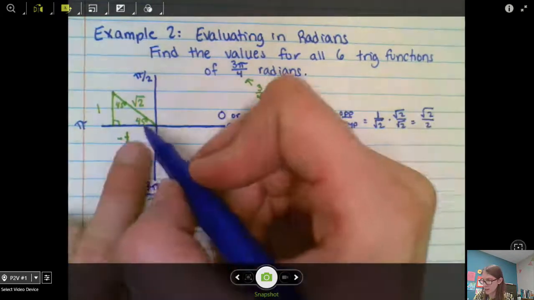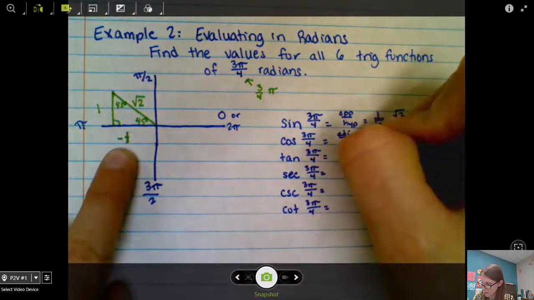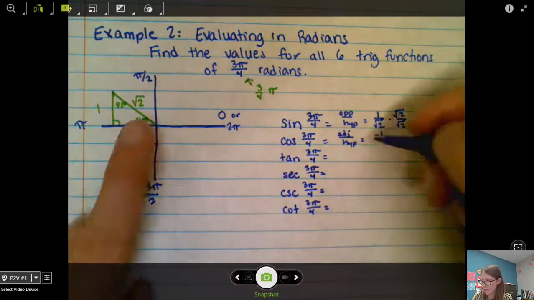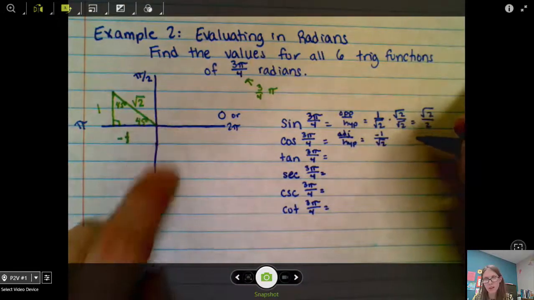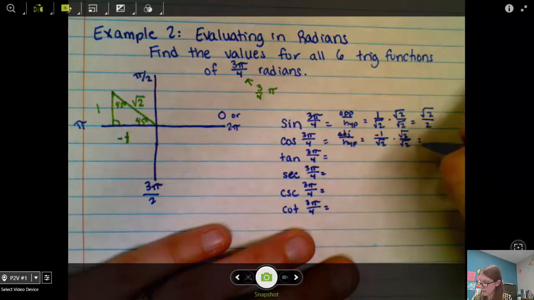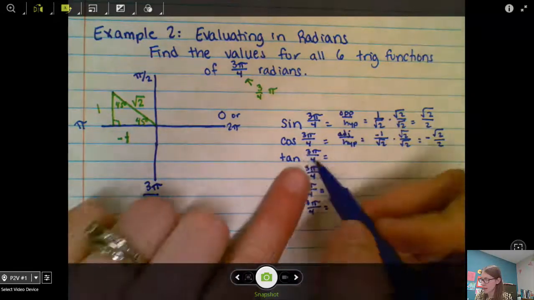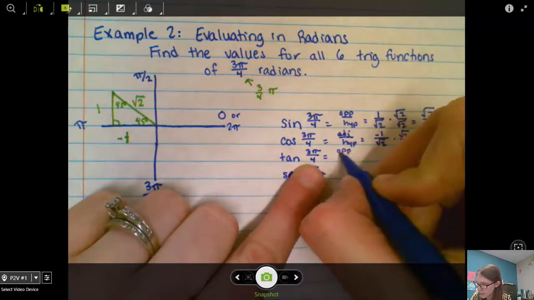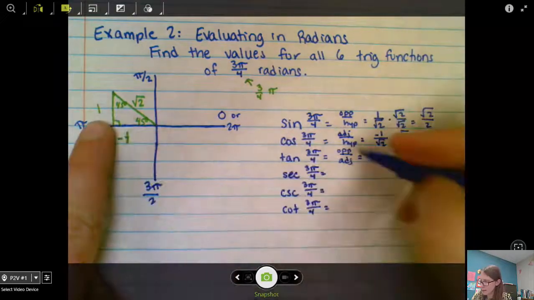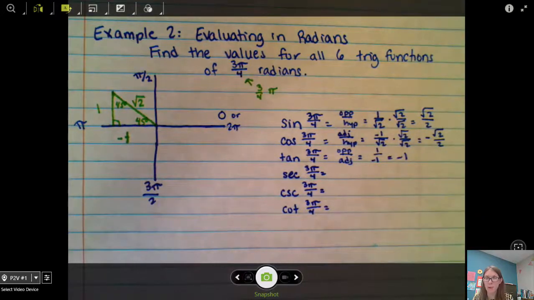Cosine is adjacent over hypotenuse. The adjacent is -1 over our hypotenuse, the square root of 2. And again, we have that radical on the bottom. We have to rationalize the denominator, giving us negative square root of 2 over 2. Tangent is opposite over adjacent. Opposite is 1. Adjacent is -1. Our tangent's just -1.